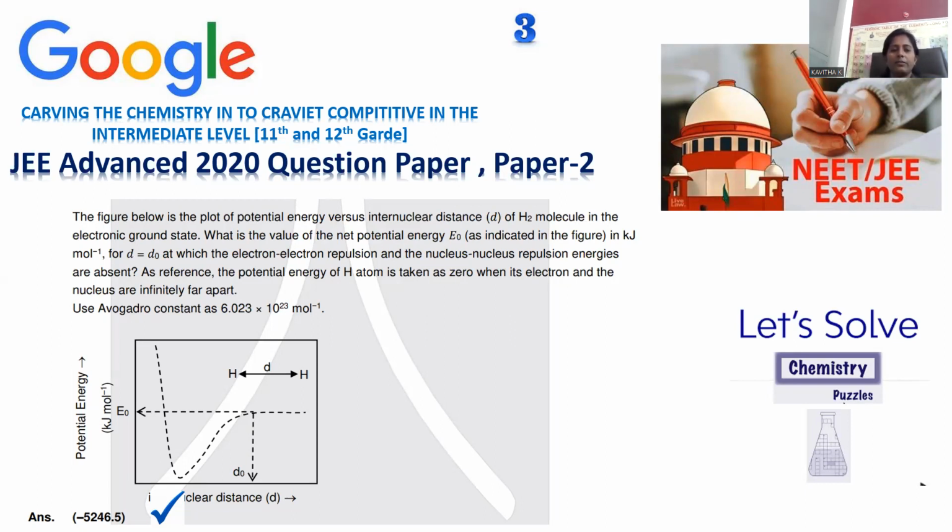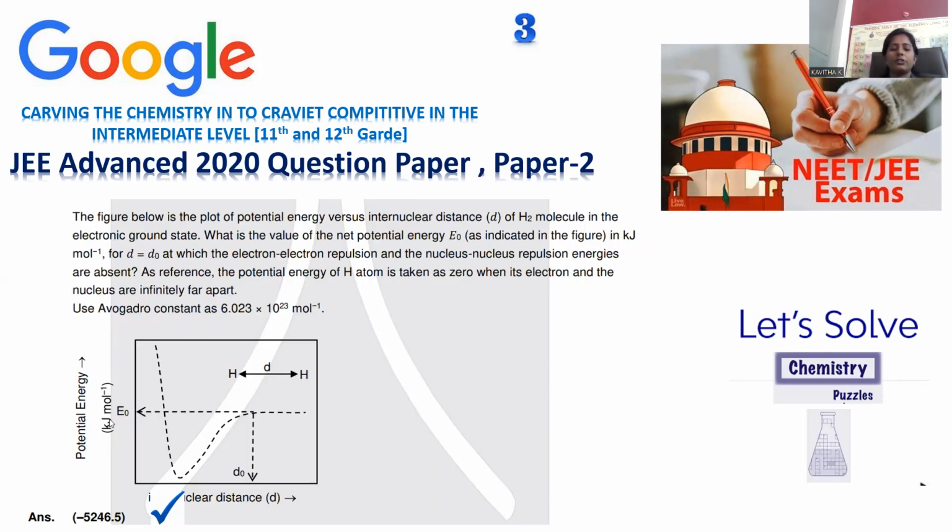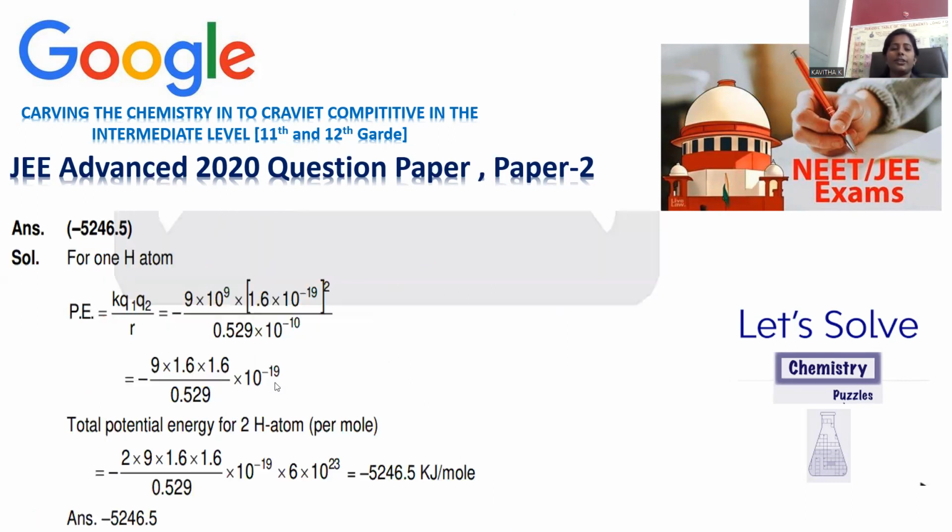This is the case figured below, the plot of potential energy, given in the electronic ground state. What is the value of net potential energy? Net potential energy is to be calculated. The potential energy at this particular reference point is mentioned, but the net potential energy needs to be calculated.